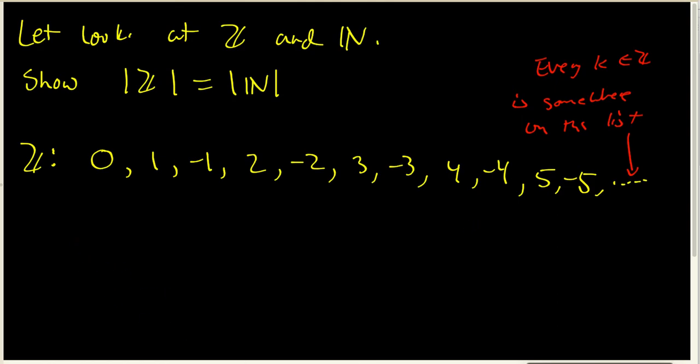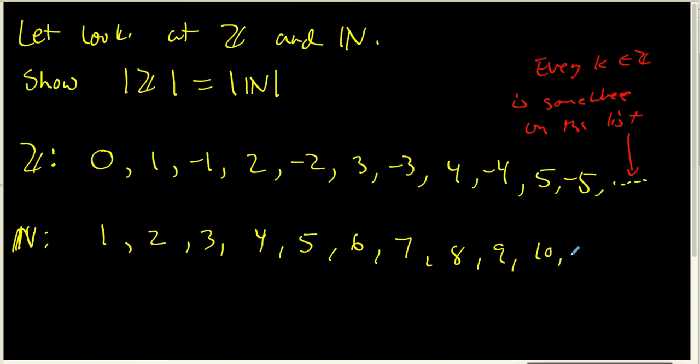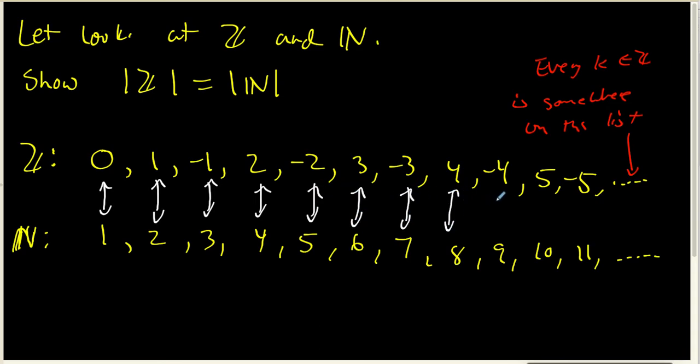Well, now I want to list the elements of the natural numbers. The natural numbers are the counting numbers. They start at 1, so they go 1, 2, 3, 4, 5, 6, 7, 8, 9, 10, 11, and so on. And the bijection between these two sets is staring us in the face.